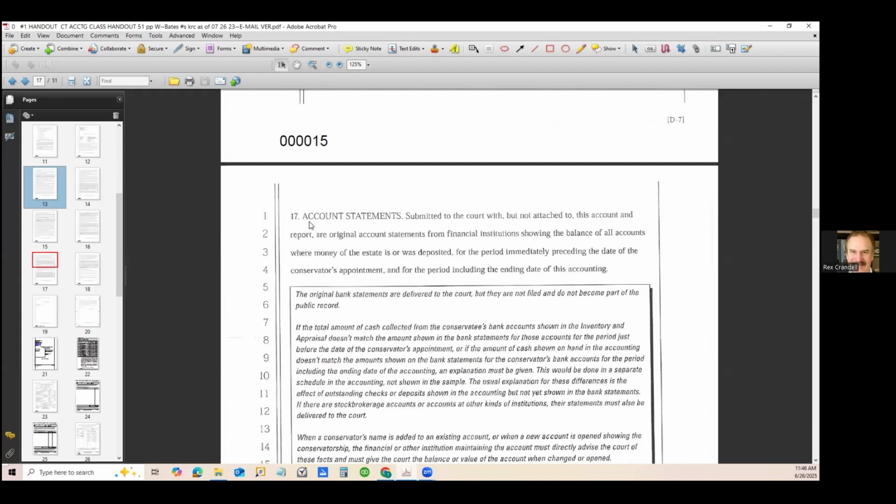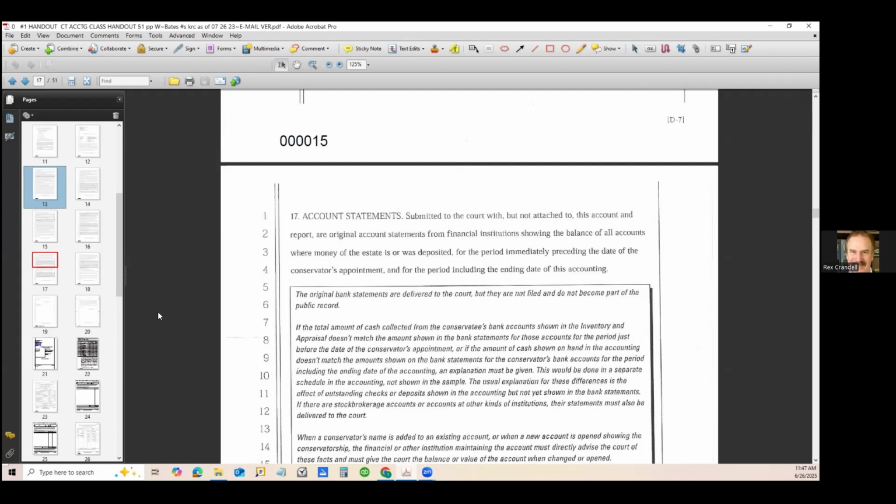Account statements, you must submit account statements. Again, this is difficult. Northern California, I know I keep referring to the different courts, but I don't know where you all are located. Northern California courts typically want all bank statements for the entire account period. All, meaning beginning to end. There are times I have 10 bank accounts. They want them for all. They must be submitted separately. They do not ever get attached to the petition.